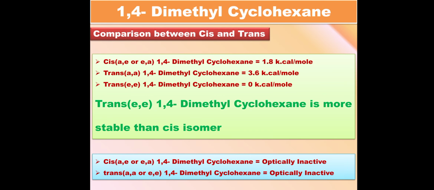In the case of 1,1-disubstituted cyclohexane, whether the substituents are similar or different, there is no geometrical isomerism as well as no optical isomerism. But in the case of 1,2-, 1,3- and 1,4-disubstituted cyclohexane, we have the presence of geometrical as well as optical isomerism.